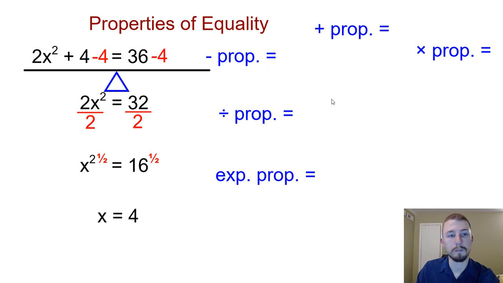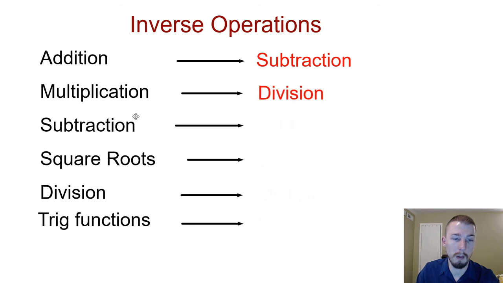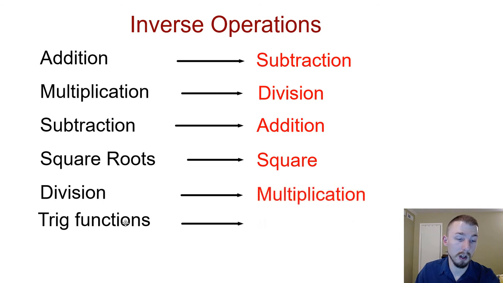What a good review. All right, so what are the inverse operations? So the inverse operation of addition would be subtraction, right? Those two undo each other. The inverse operation of multiplication is division. Subtraction is undone by addition, just like addition is undone by subtraction. They're inverse operations of each other. Square roots are undone by squaring. Division is undone by multiplication. Trig functions are undone by inverse trig functions, and that's what we're getting at today.